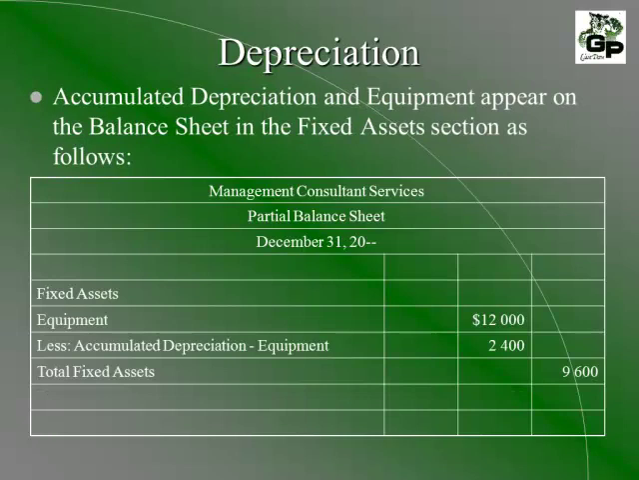Let's take a look at the accumulated depreciation in equipment as it appears on the balance sheet in the fixed assets section as follows. So we have a partial balance sheet and we have the fixed assets section. Notice that we've included the equipment asset of $12,000, and then we write less accumulated depreciation for the equipment, in this case $2,400, and then we have a total fixed assets of the difference between $12,000 and $2,400, which is $9,600.